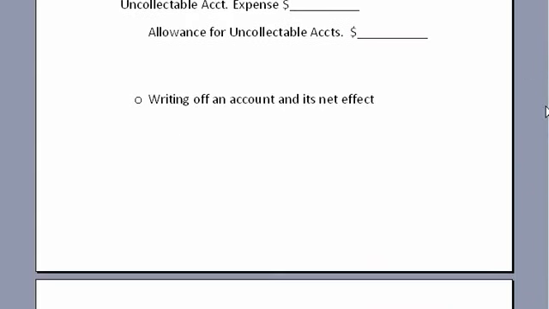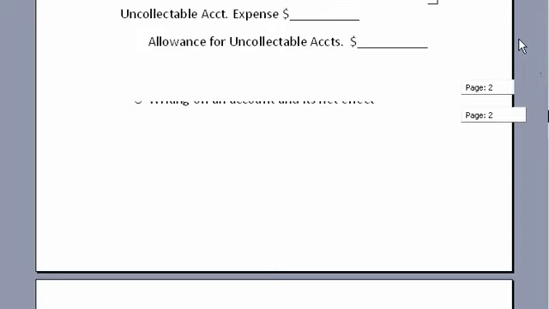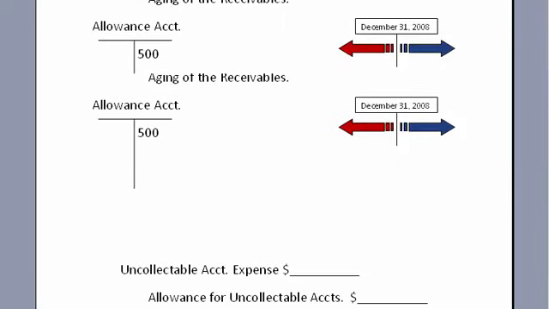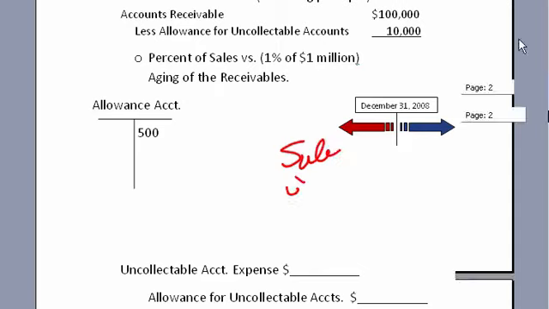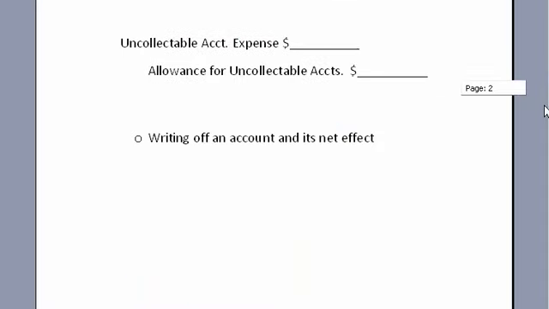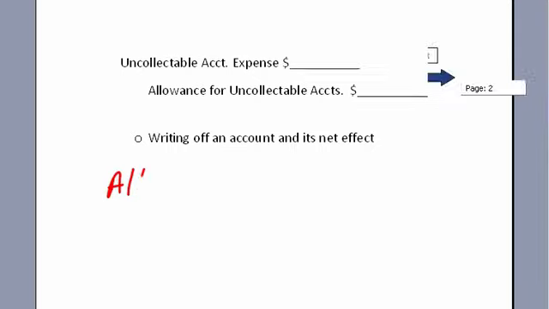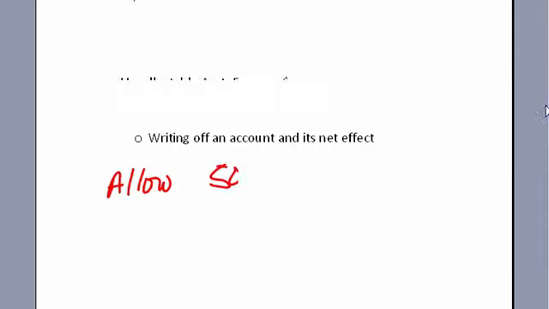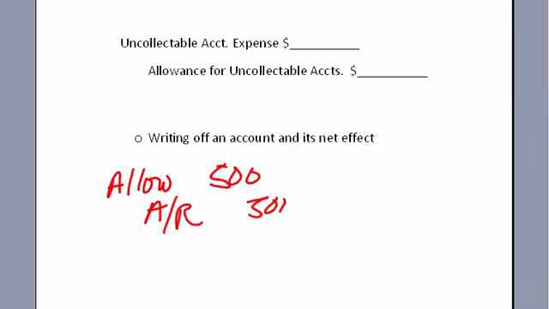Then we do this all along, so that's what that little timeline here is: we're going to record our sales and we're going to estimate this expense. We'll make these journal entries. Then later, somebody sends us a notice and says that they're not going to be able to pay their bill. They've gone bankrupt. So when we go to write them off, we would take the allowance account, and let's say that it's $500, and then we would take it off accounts receivable, $500.